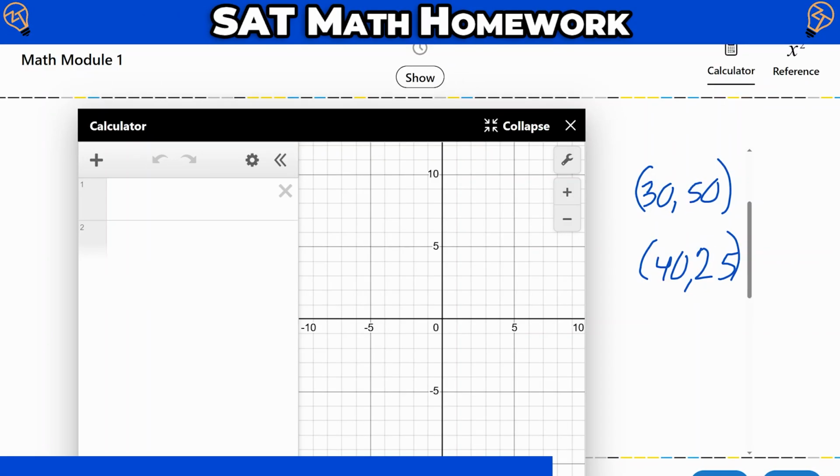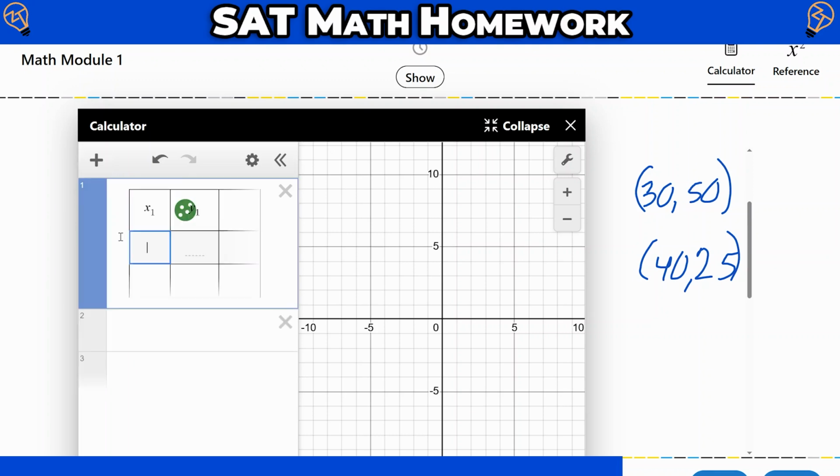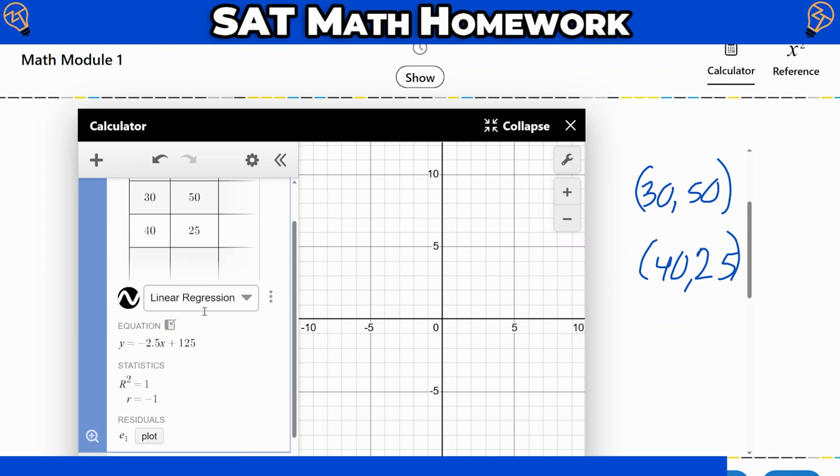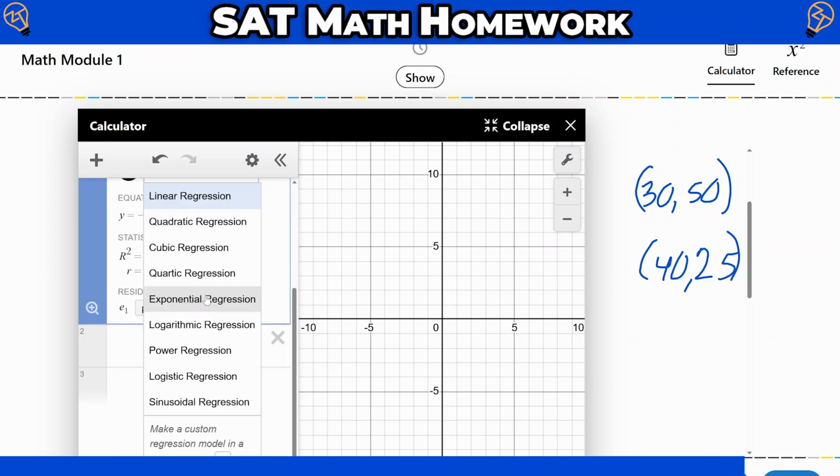So let's go into Desmos, and we're going to take these 2 ordered pairs that we would have put on our scrap piece of paper at this point, and we're going to press the plus symbol, choose table, and just type these in. So 30 for the first x, 40 for the second, and then we'll go over to the y's, we'll type in 50 and 25, and then when we click this regression symbol, by default it goes to linear regression, and that's actually what we want.